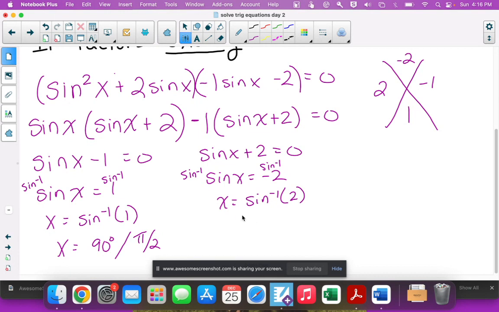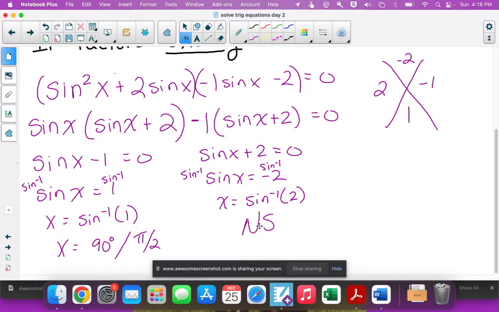Now for the other one, where does sine equal 2? Well, there is no place. The biggest number you're ever going to get on the unit circle is only going to be +1. Okay, so that one is basically just a no solution. So this whole problem, I know it's a lot, only has actually one answer, 90 degrees or pi over 2.